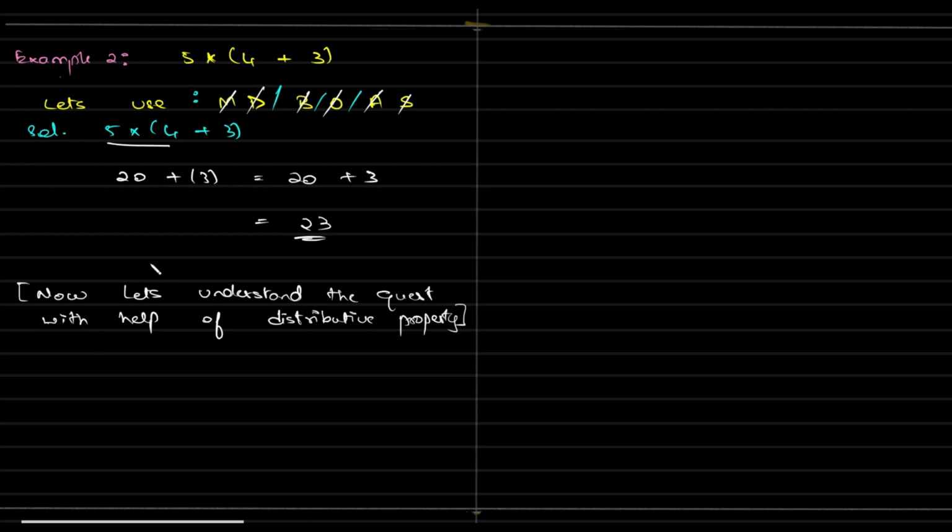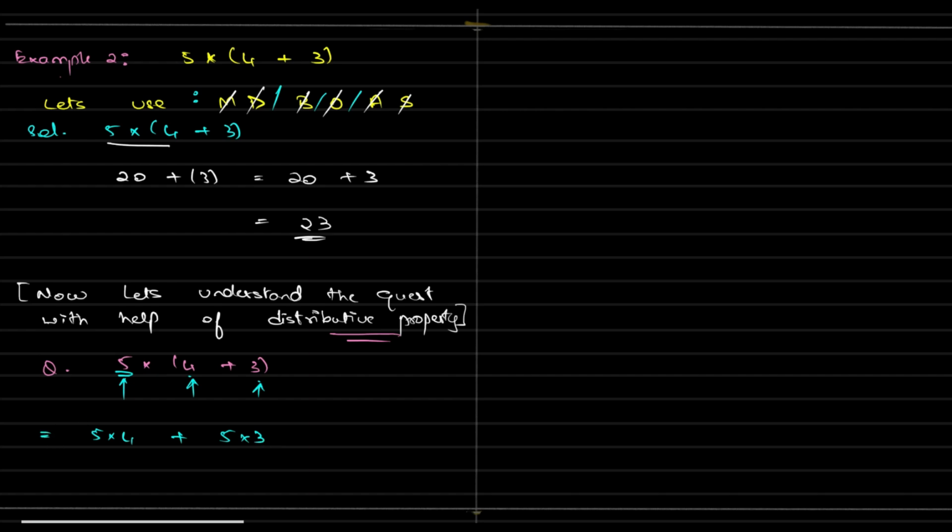Now same thing, instead of doing in this particular order, let us use the raw form. Okay, so same question, let us use it in the raw form. Here I have written, let's understand the question with the help of distributive property. So first we'll understand with the help of distributive property and then I'll put it across in the raw form. So what is distributive property? What does it tell? Well, it tells that 4 and 3 has to be added 5 times. That is 5 into 4 plus 5 into 3.